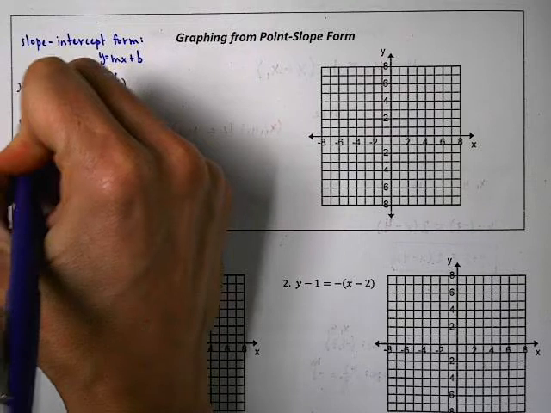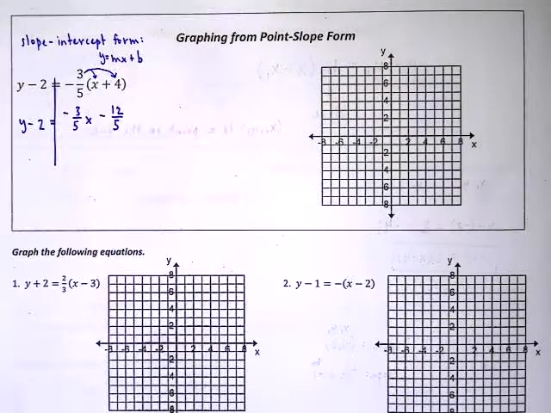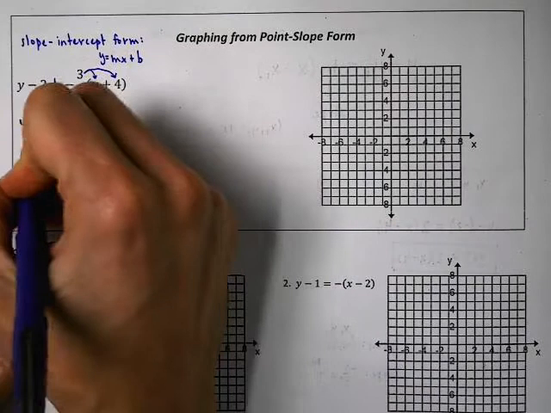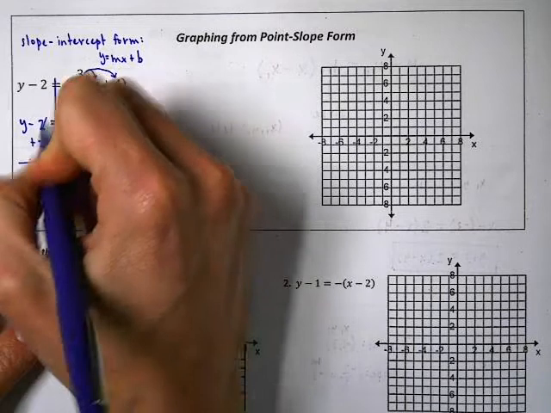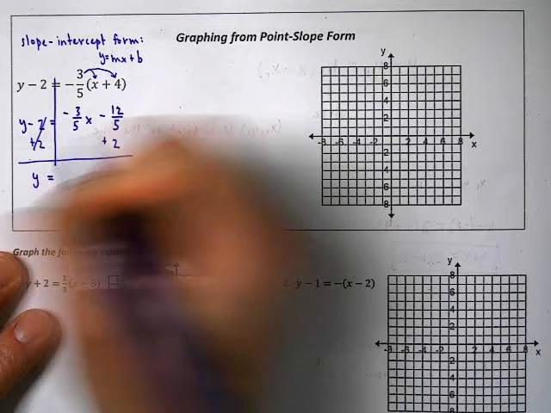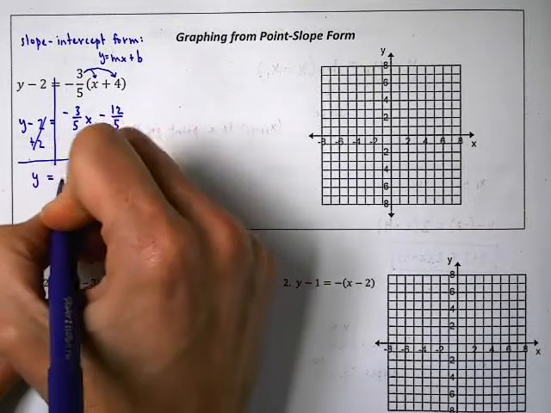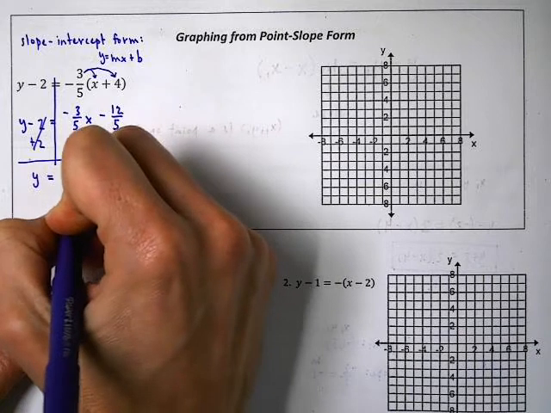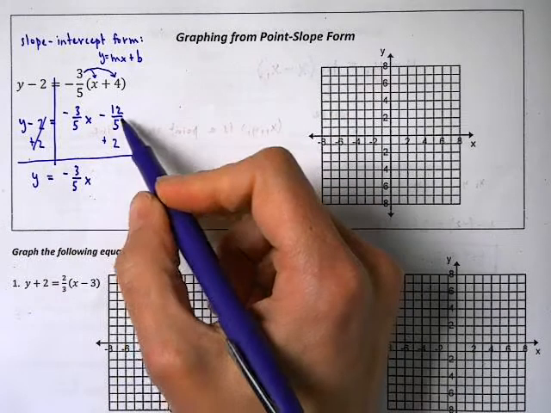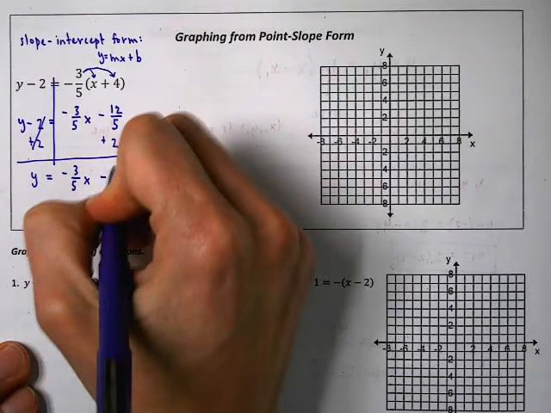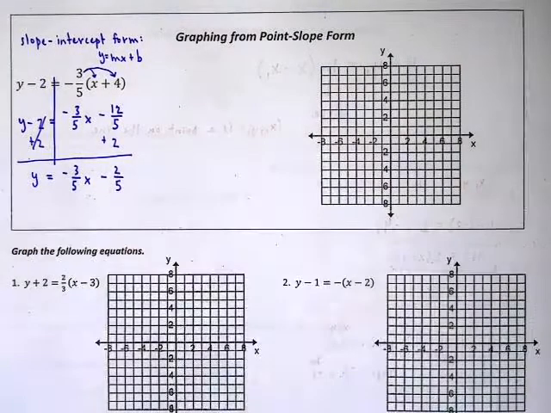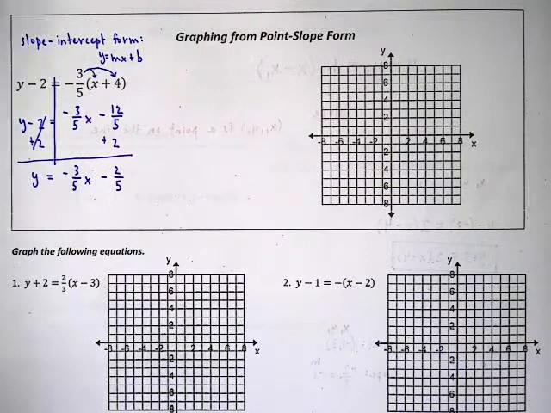On the left side I have y minus 2. So now to isolate y, to get that all by itself, I'm going to add 2 to both sides. Now I could use my calculator to get that. I've isolated the y, I've got -3/5 x, and then I'm going to do -12/5 plus 2, which is going to give me -2/5.